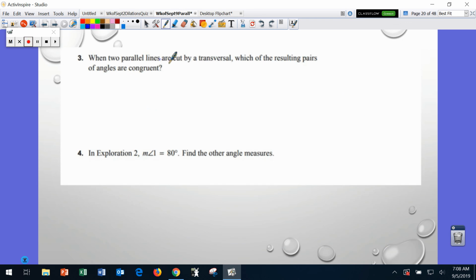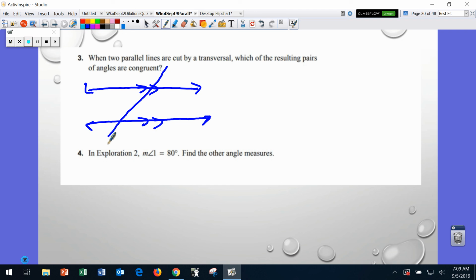Okay, it says when two parallel lines are cut by a transversal, which of the resulting pairs of angles are congruent? So if we go here, I'm going to draw my two parallel lines, and I'm going to go ahead and put the parallel symbols in there so people will know these lines are parallel. And then I'm going to draw my transversal, which will cut this line. I'm going to call these angles 1, 2, 3, 4, 5, 6, 7, and 8.